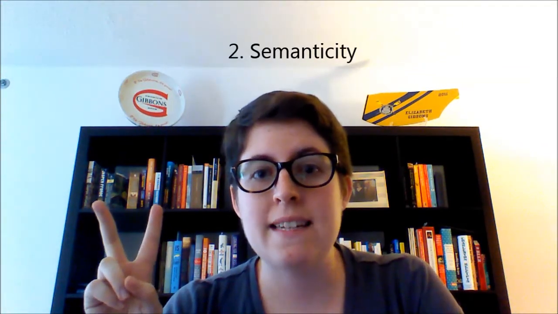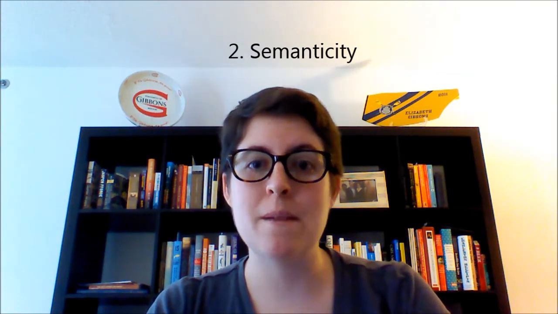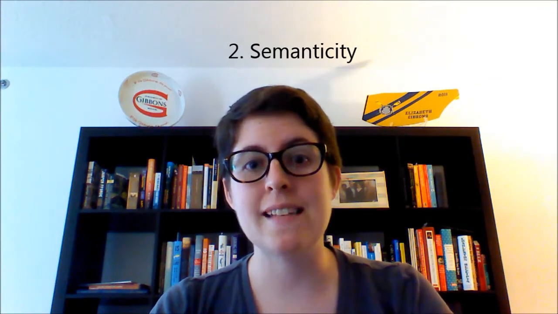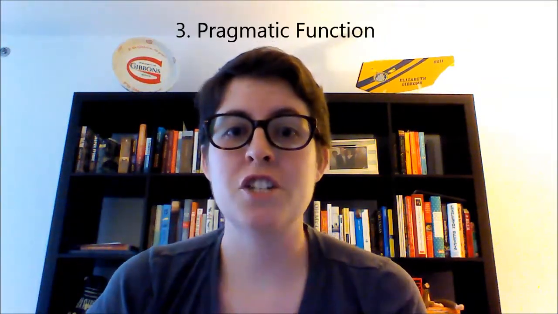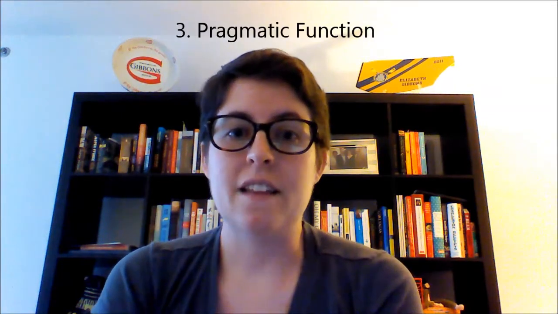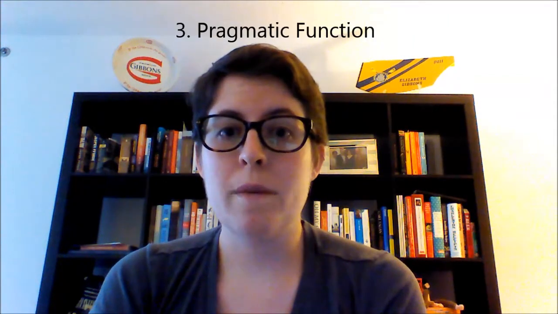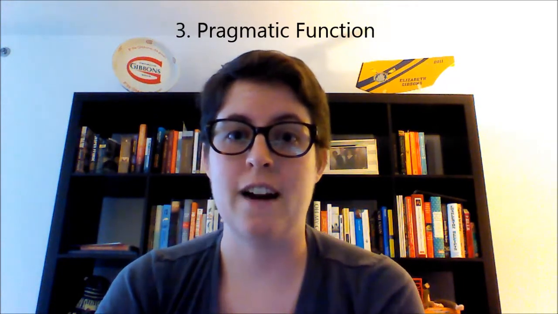2. Semanticity. What is communicated must have agreed upon meaning. You and I both understand what I mean when I say the word tree. In the same way, in Morse code, 3 dots followed by 3 dashes followed by 3 dots again means SOS. 3. Pragmatic function. Communication systems must serve a purpose. In the case of human language, it helps us communicate with others and learn more about the world. In computer languages, it facilitates human-computer interaction.